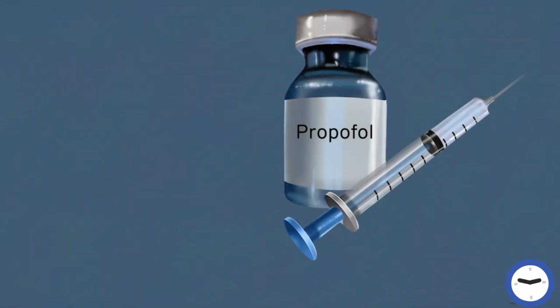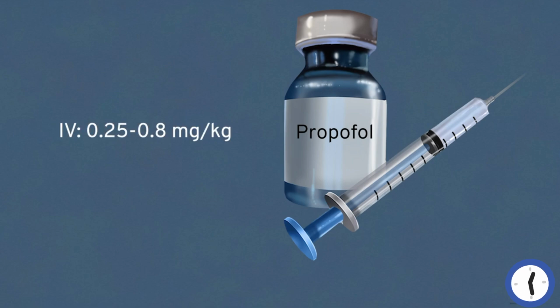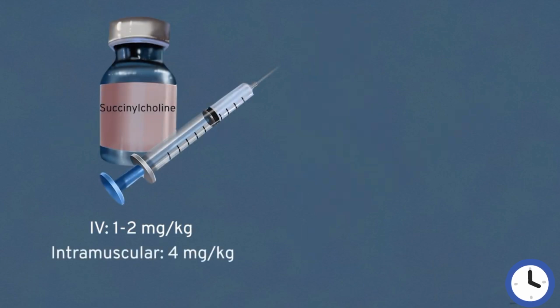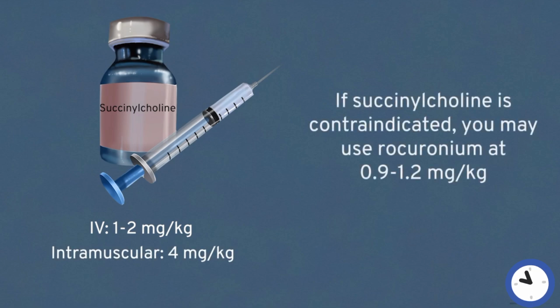If laryngospasm does not resolve with CPAP or jaw thrust maneuvers, the next step is to deepen the plane of anesthesia with propofol. The intravenous dosing is 0.25 to 0.8 milligrams per kilogram. If the patient does not have intravenous access, or if deepening the plane of anesthesia does not break the laryngospasm, you can administer succinylcholine. The intravenous dosing is 1 to 2 milligrams per kilogram, and the intramuscular dosing is 4 milligrams per kilogram. Note that if succinylcholine is contraindicated, you may use rocuronium at 0.9 to 1.2 milligrams per kilogram.